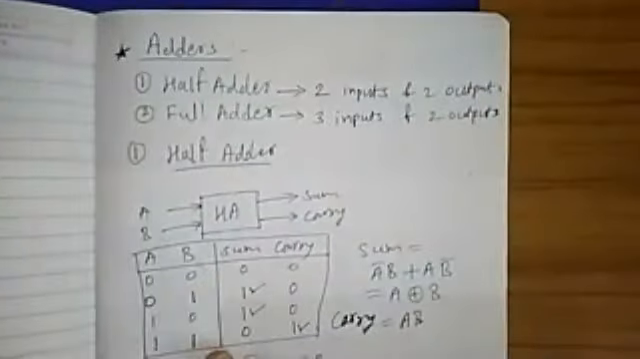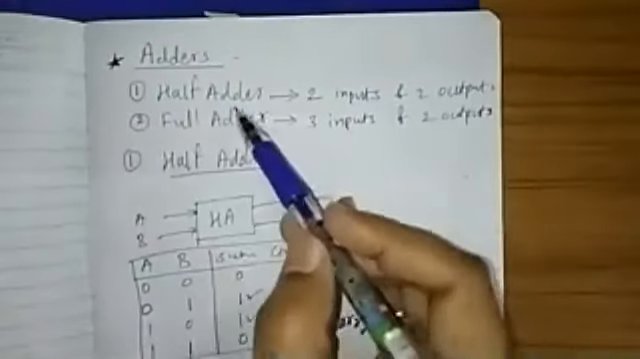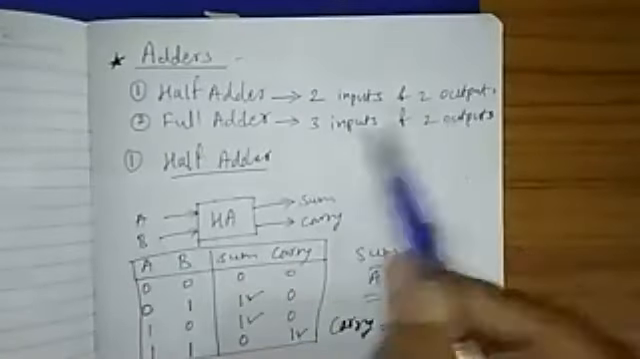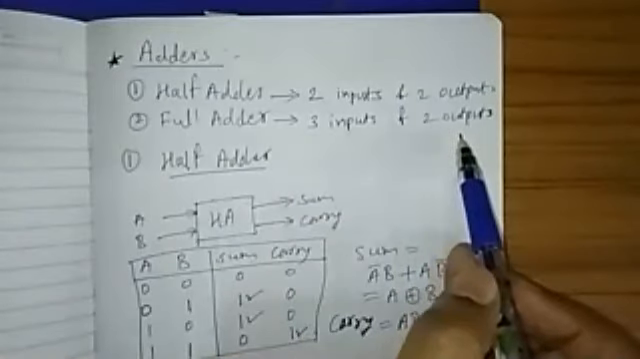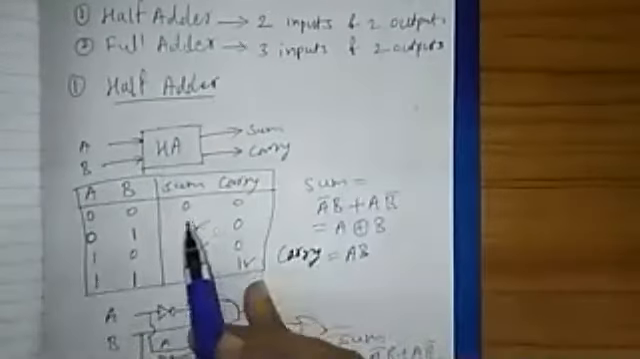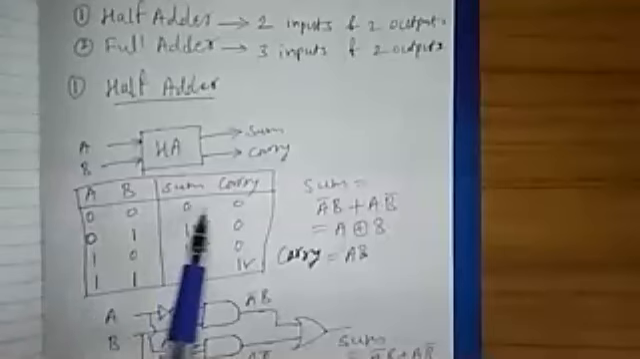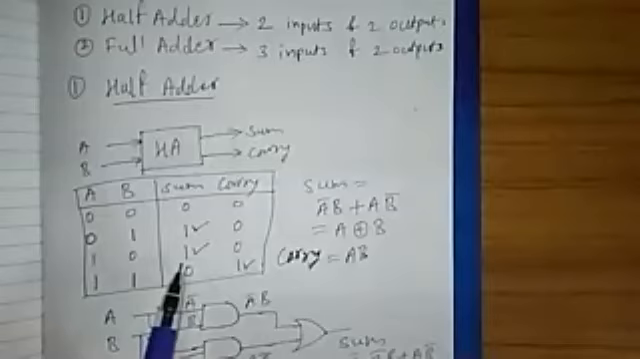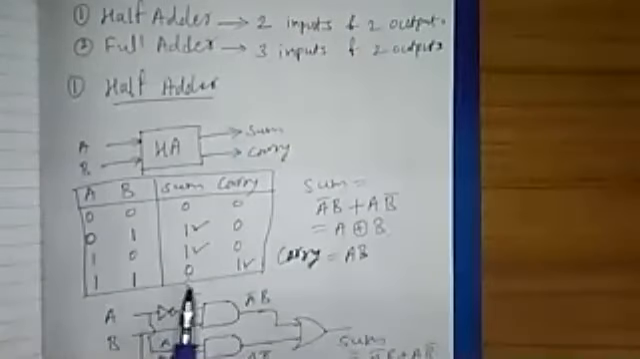Now first thing, here it is the half adder. Adders are of two types, half adder and full adder. Half adders have two inputs and two outputs, and a full adder has three inputs and two outputs. The first one is a half adder. Half adder has A, B, sum and carry. The inputs A, B are 0 0, 0 1, 1 0 and 1 1. These are the four combinations. Sum will be 0 plus 0, 0 and carry will be 0. 0 plus 1, sum 1 and carry 0. 1 plus 0, sum 1, carry 0. 1 plus 1, sum 0 and carry 1.